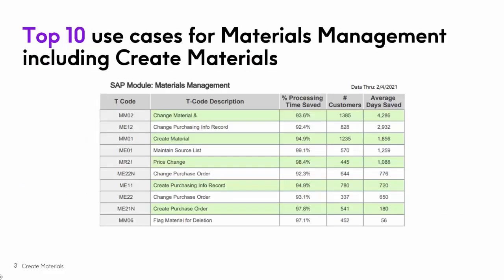Let's get started. Our desktop products can help automate many different materials management related SAP business processes. This is the list of the top 10. Today, we will be specifically looking at an MM01 Create Material example. It's important to note, creating materials is only one of thousands of potential SAP processes our desktop products can help automate across the SAP landscape. The SAP Materials Management module is just the beginning.